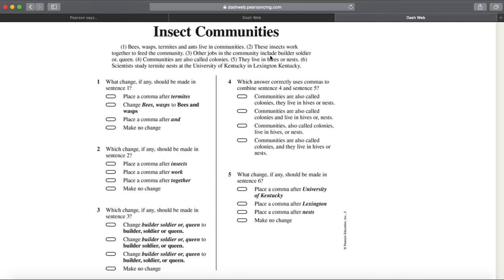Which change, if any, should be made in sentence number 3? Other jobs in the community include builder, soldier or queen. Now there's a big mistake here. They forgot to put the comma, and there's another mistake: they put the comma after the conjunction. Do we put the comma after the conjunction or before? So which one is correct? Number 3: builder, comma, soldier, comma, or queen. So number 3 is the best one because we put the comma before the conjunction and we separated the words with a comma.